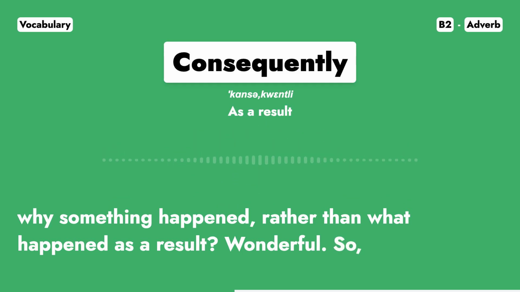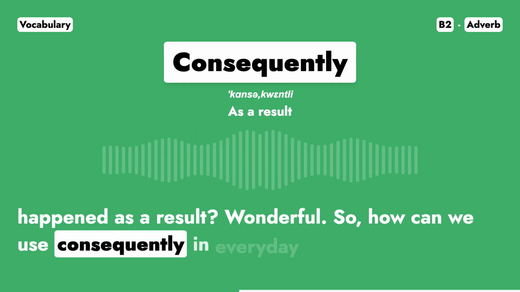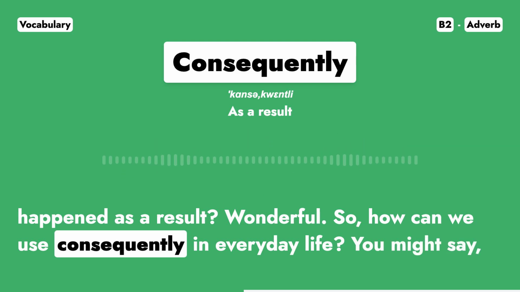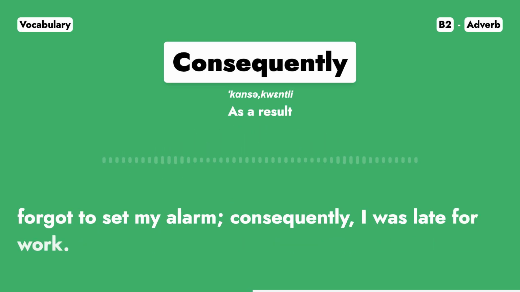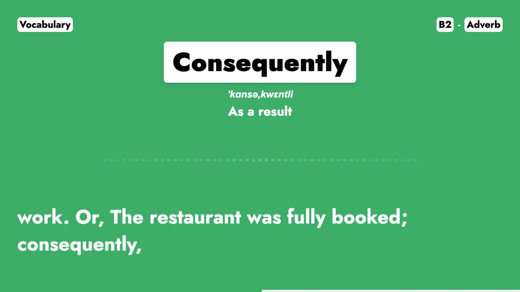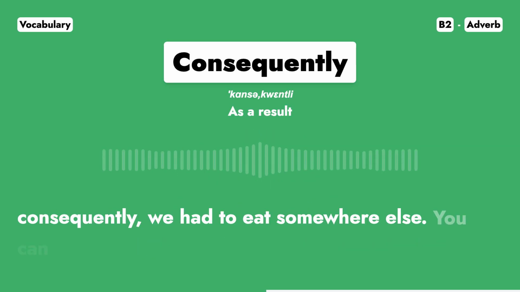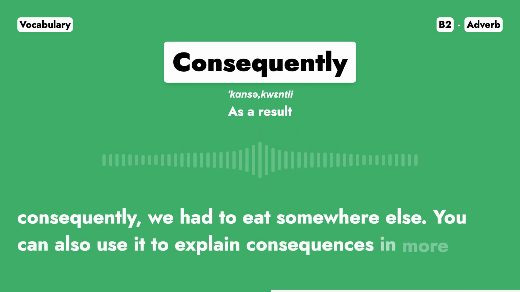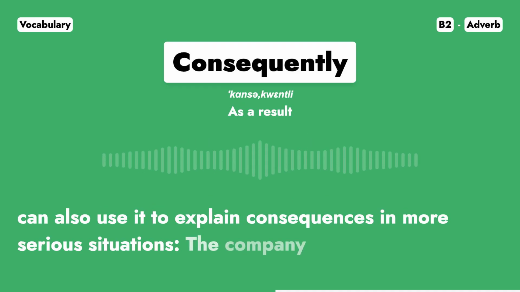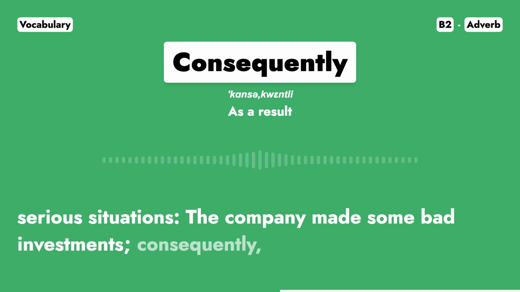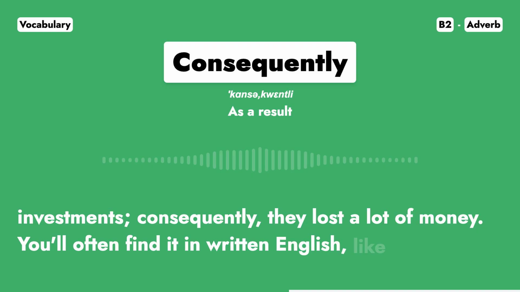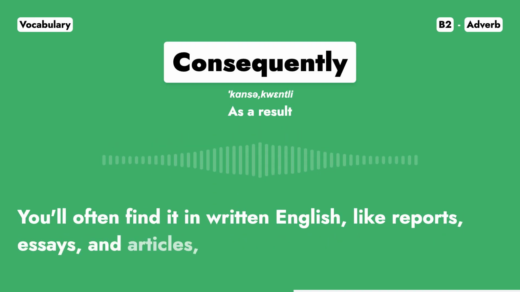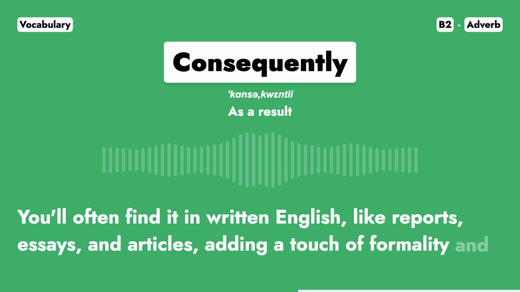Wonderful. So, how can we use consequently in everyday life? You might say, I forgot to set my alarm. Consequently, I was late for work. Or, the restaurant was fully booked. Consequently, we had to eat somewhere else. You can also use it to explain consequences in more serious situations. The company made some bad investments. Consequently, they lost a lot of money. You'll often find it in written English, like reports, essays, and articles, adding a touch of formality and precision.